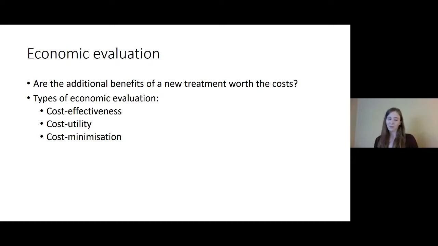clinical trial. And then the third type is the simplest, which is cost minimization. And cost minimization is what you do when you've got two treatments that work about similar effectiveness, no real differences there, and you just do an analysis to see which one is cheaper. So those are the three main types of study design that you might come across.